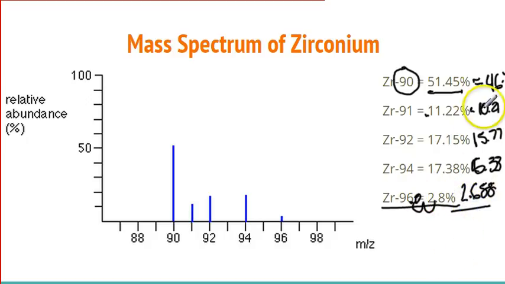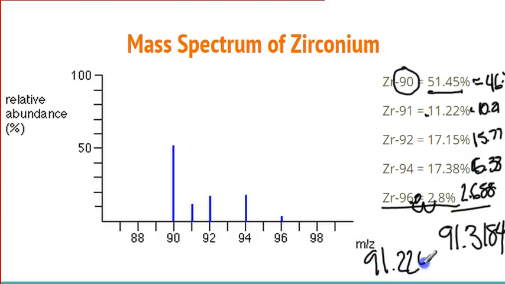And then when you add up all of those, you get 91.3184. And again, you compare that to zirconium's actual, and that's 91.224. Compare that, and that's only off by 0.1 mass unit. And the reason why that is, again, is because of the rounding that we do. So that's what mass spec gives you. It gives you the data that allows you to calculate average atomic mass.